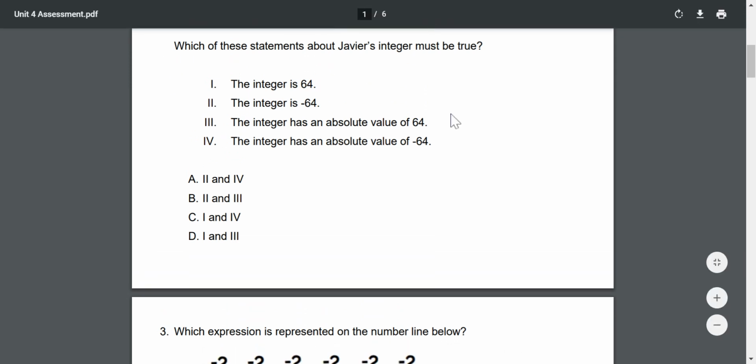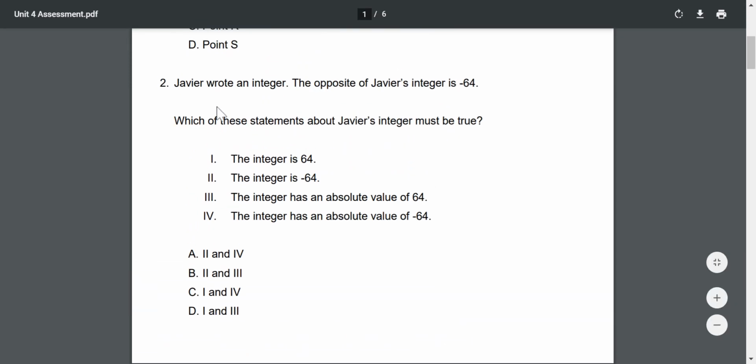Number 2. Javier wrote an integer. The opposite of Javier's integer is -64. Which of these statements about Javier's integer must be true? 1, the integer is 64. 2, the integer is -64. 3, the integer has an absolute value of 64. 4, the integer has an absolute value of -64.